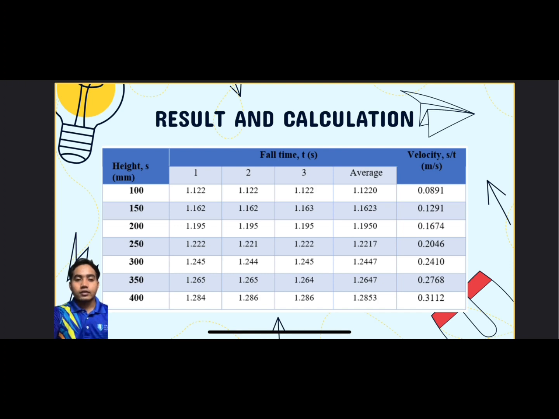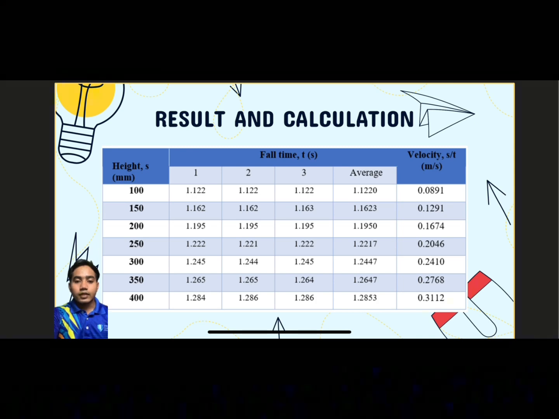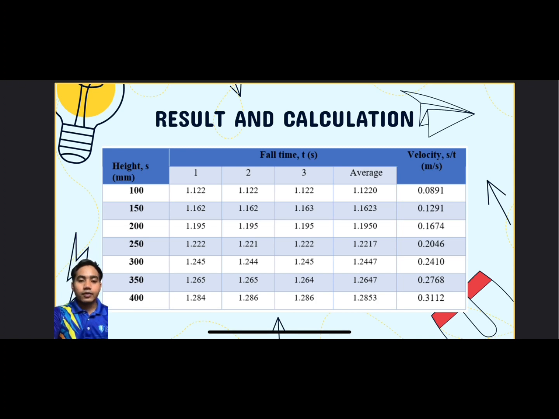Okay, for the result, we collect the data for the variable of height between 100 mm to 400 mm, and then we collect the data for the fall time three times and get the average value for the time, and then we calculate the velocity for each of the heights taken.